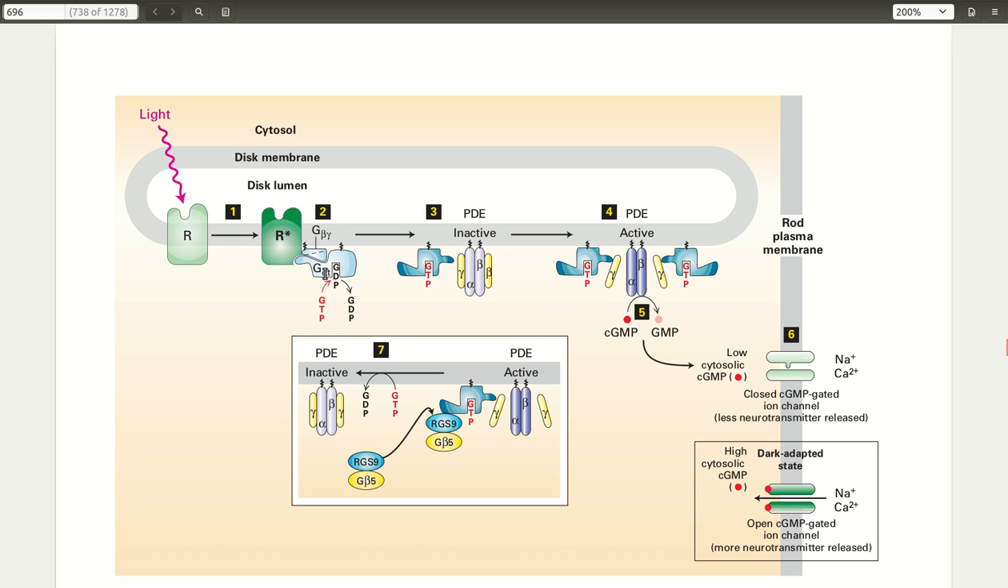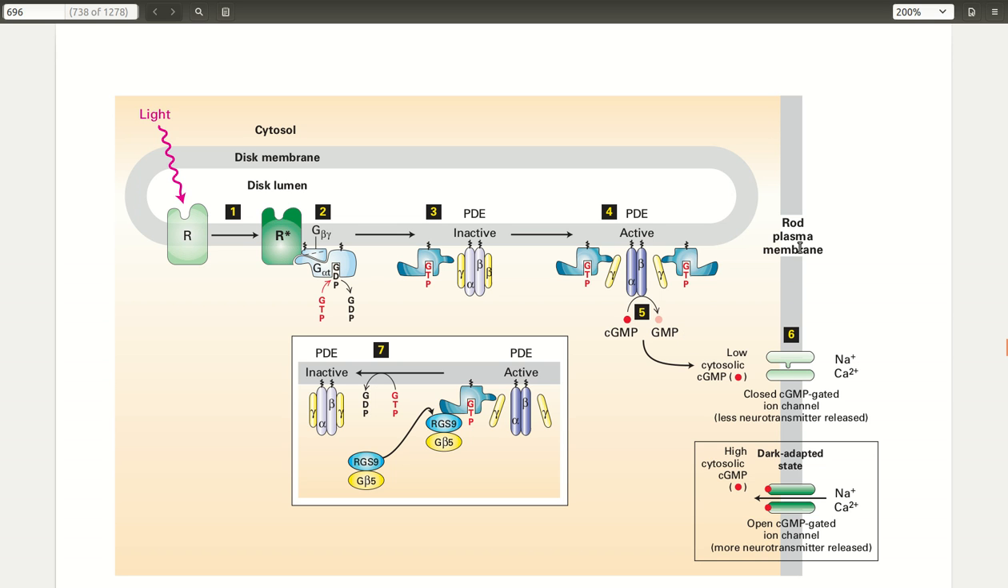And once this alpha T subunit is activated by GTP, it then is able to remove this inhibitory gamma and beta subunits from this PDE protein. And so you see now when both of these inhibitory units are removed, the activated alpha beta PDE unit is able to catalyze the conversion of cyclic GMP to GMP.